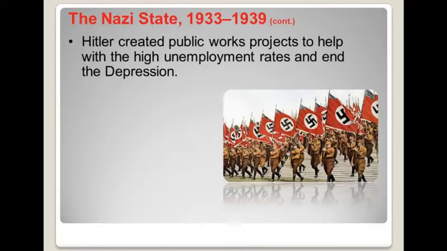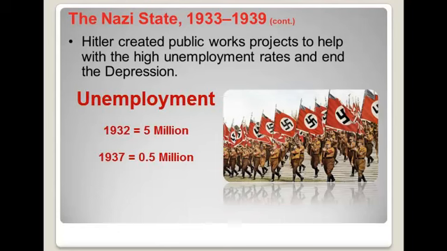On the economic front, Hitler created public works projects to help alleviate the high unemployment rates and end the depression. How did he do this? Well, a lot of it was through rearmament programs, or factories in production made to create weaponry. Now, in 1932, there were about 5 million people unemployed in Germany. A lot of his policies did employ people. By 1937, the unemployment rate was down to 500,000. Okay, so it went from 5 million down to 500,000.